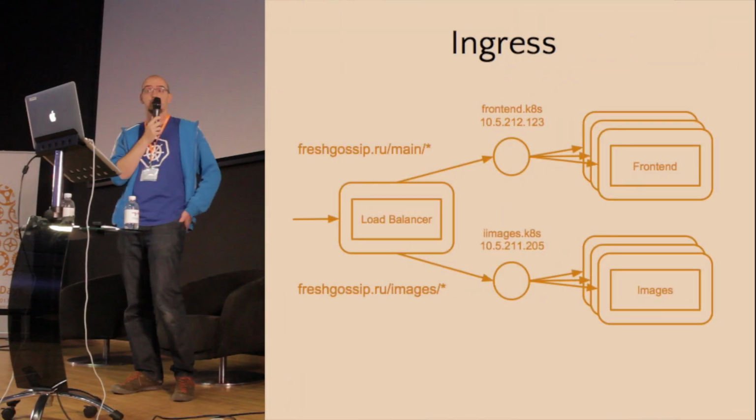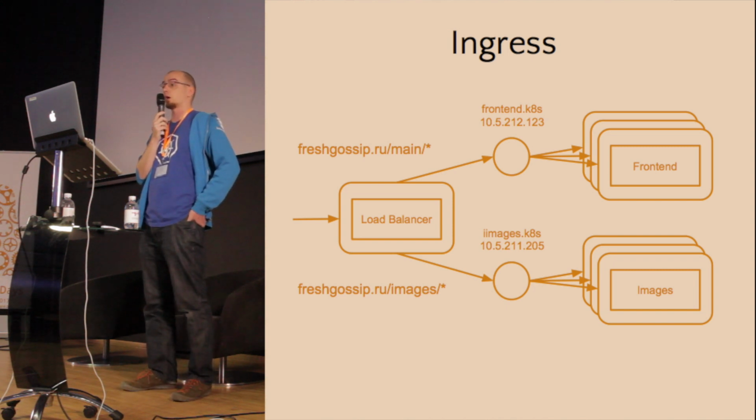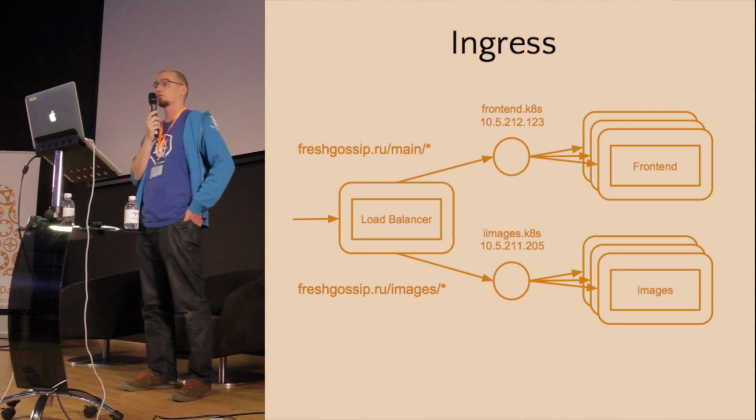What about the outside world? How do we route the HTTP requests to services? Ingress objects, and obviously the ingress controller, will make sure that your level 7 load balancer, be it Google Cloud Load Balancer, Nginx or HAProxy, knows where to forward the request for images or web pages.